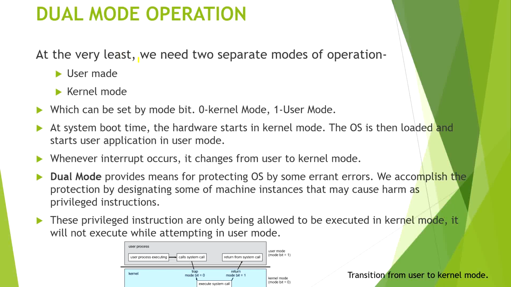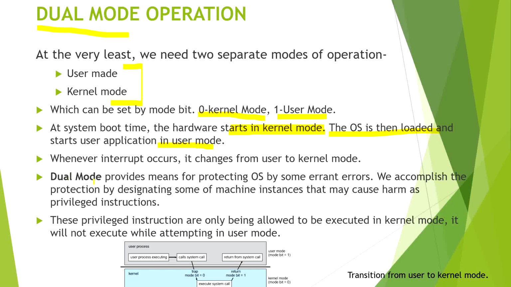Now at the very least we need two separate modes of operation. So every operating system has at least two modes. These are termed dual mode, and the two types of mode are user mode and kernel mode, which can be set by a mode bit. Now 0 is for kernel mode, 1 is for user mode. At system boot time, the hardware starts in kernel mode. As we all know, it starts in a special mode, kernel mode. Then after the booting is done, it will hand over to user mode. The OS is then loaded and starts user applications in user mode.